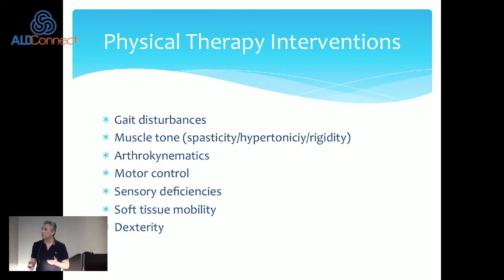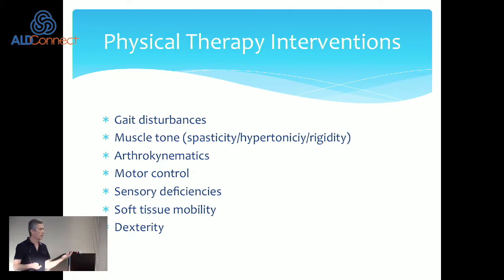We take a look at muscle tone. If there is spasticity, we have some techniques to reduce the spasticity of the limbs as well. And of course, if they are hypertonic or they have rigidity. We take a close look at the arthrokinematics, meaning how the joints move in relationship to each other.